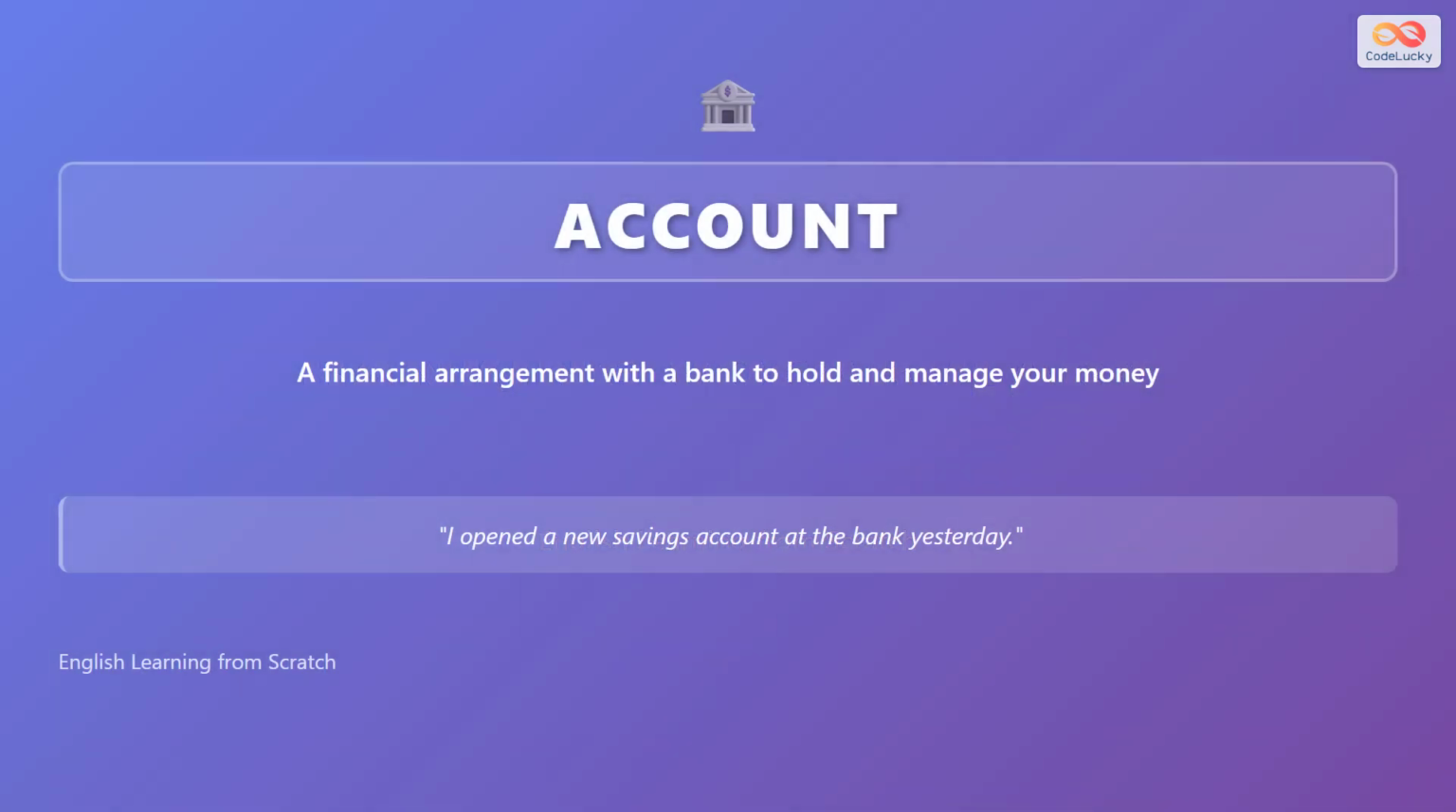An account is a financial arrangement with a bank to hold and manage your money. It is like your personal money storage space at the bank. When you say, "I opened a new savings account at the bank yesterday," it means you started this financial relationship with the bank to keep your money safe.